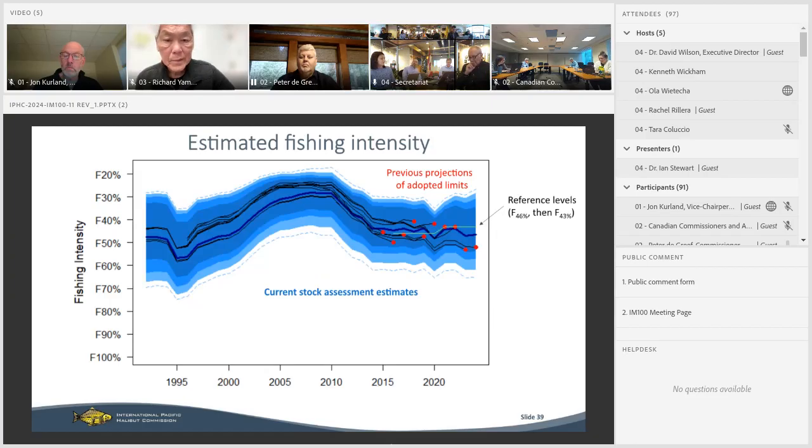We move then into our estimates of fishing intensity, the other axis of our reference points. Similar to the spawning biomass plot that I showed you before, each of the black lines ending in a red dot is our estimate from a previous stock assessment of the level of fishing intensity on the stock projected forward into the upcoming year. The blue banding is this year's stock assessment, with the dark blue line showing you the results of this year's estimate of fishing intensity.